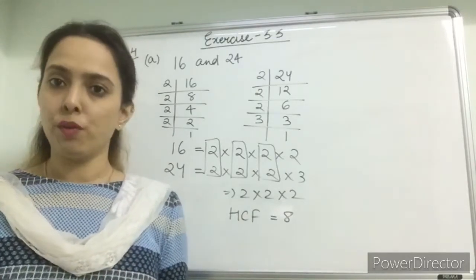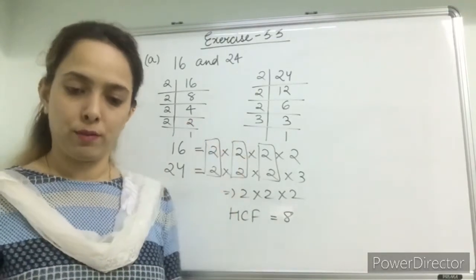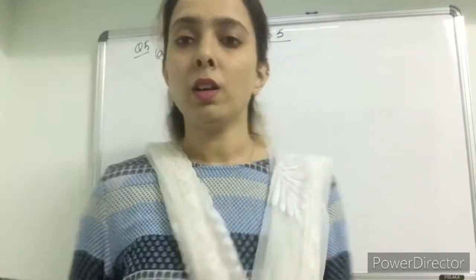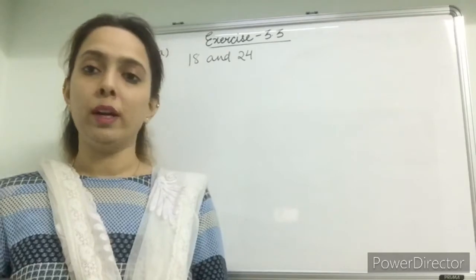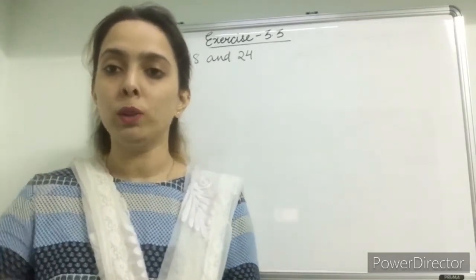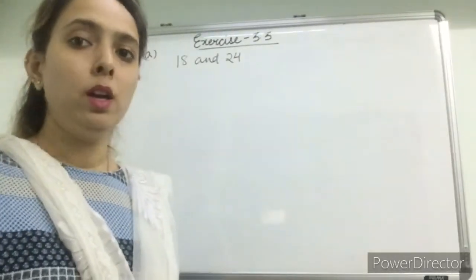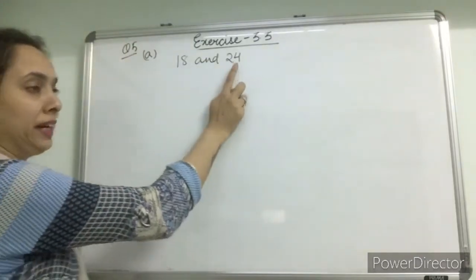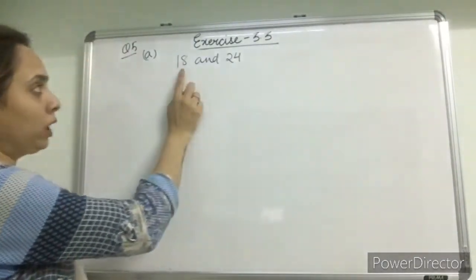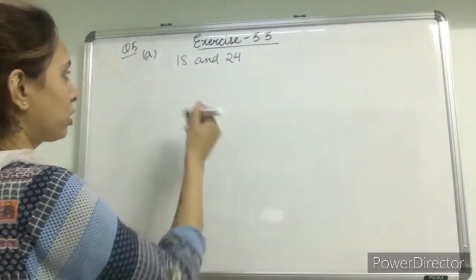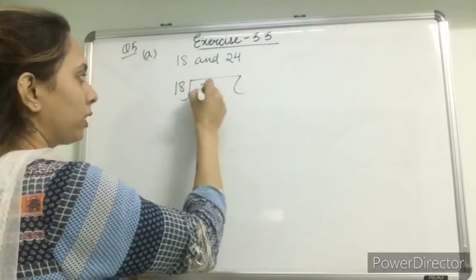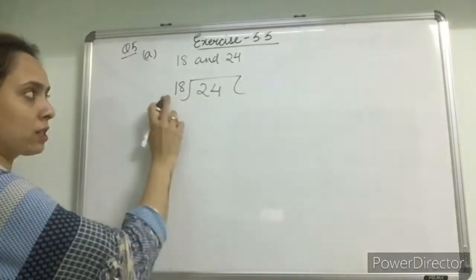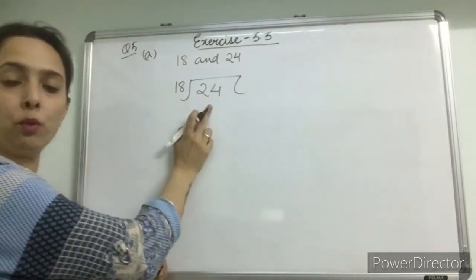So now let's go for question number 5. Find the HCF of the following by division method. We all know that the division method is very simple. Here two numbers are given. The greater number will be the dividend and the smaller number will be the divisor. So let's start. 18 is the divisor, 24 is the dividend. So let's write that down. You should know the table of 18.